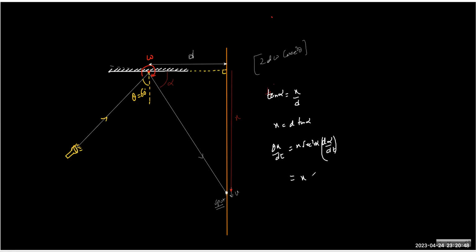So what is sec square alpha? Sec square of 90 minus theta becomes cosec square theta, times 2 omega. So this answer is correct. Okay, very good. Is this clear to all of you guys? Yes, sir.